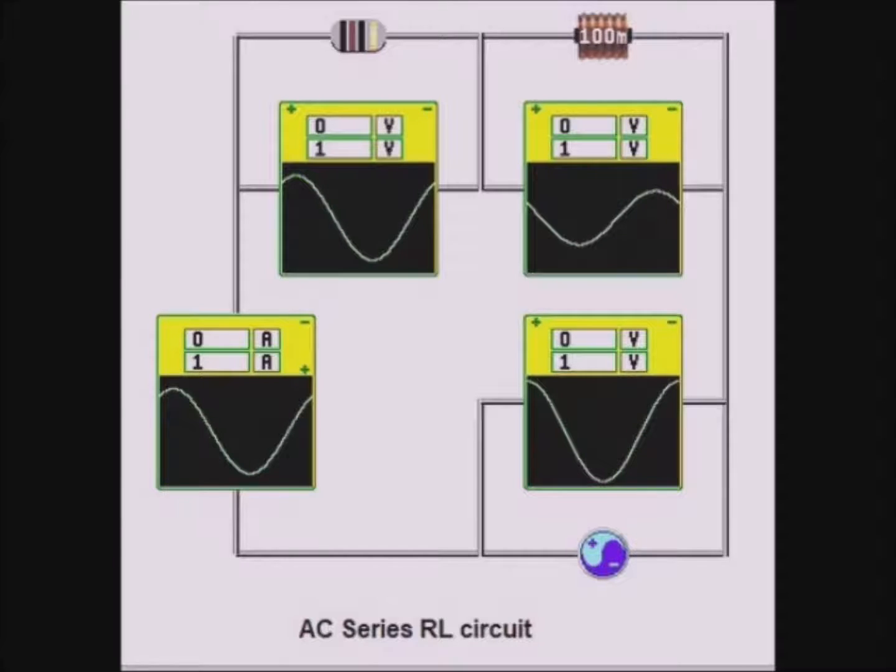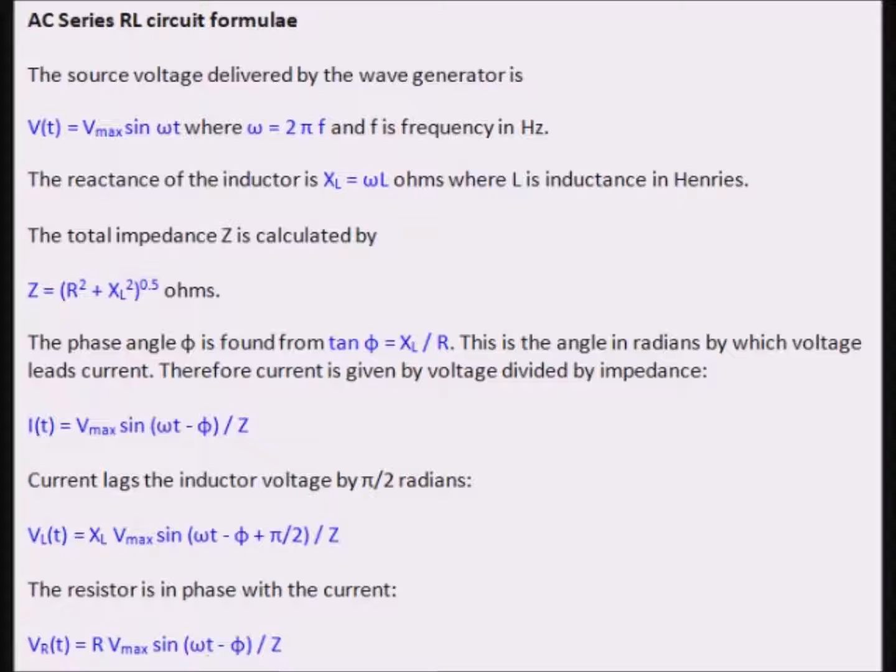Through experimentation, you can show that the higher the inductance in terms of henries, the higher the reactance. Also, the higher the frequency, the higher the reactance. In fact, the reactance of the inductor is proportional to the product of inductance and frequency. This is the reciprocal of the reactance of the capacitor. Here then are the formulae for the AC series RL circuit.